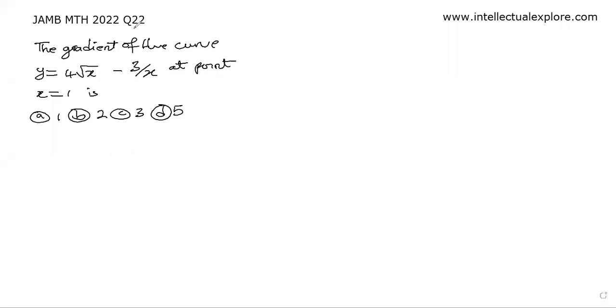Question number 22, it says, the gradient of the curve y equals 4 root x minus 3 over x at point x equals 1 is... Okay, this comes from application of derivative, or you can say application of differentiation. So we use differentiation to calculate velocity, tangents, and normal, also find gradients of a line in coordinate geometry.